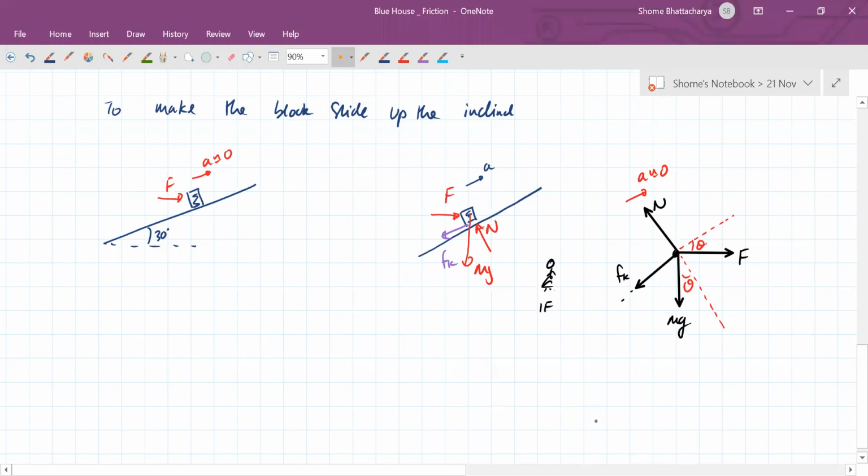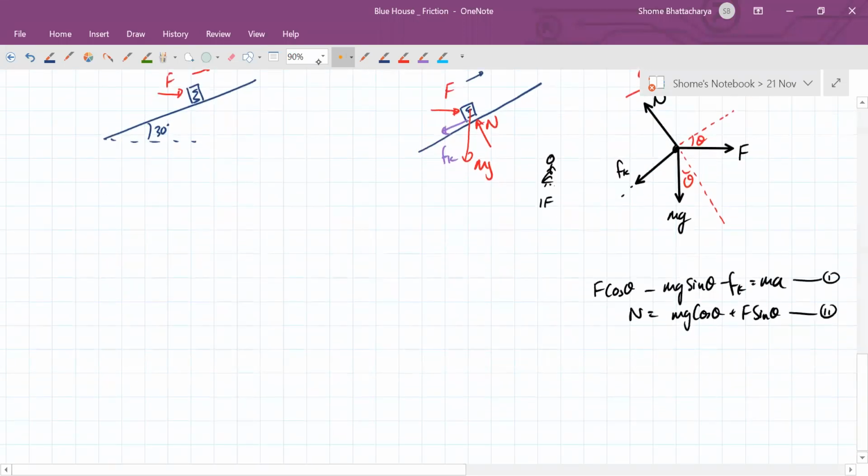Okay. So we will have F cos theta minus mg sin theta minus kinetic friction is equal to ma, and normal reaction is equal to mg cos theta plus F sin theta. So we'll be able to use those earlier equations only, but we'll see that.